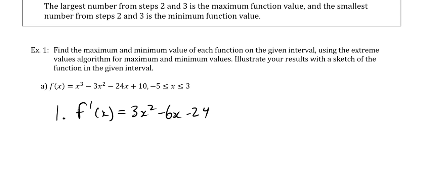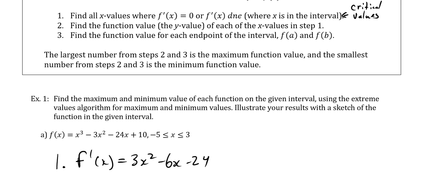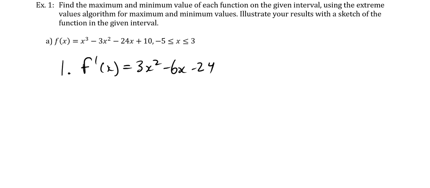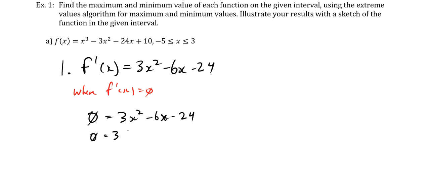So the first step is to find the x values where the derivative is 0 or does not exist. So we first have to find the derivative, obviously, so we've got that. And again, I might not write this out every time, but now we're going to find where f prime at x equals 0 by setting it equal to 0. And I hope it's obvious we're going to solve this by factoring.